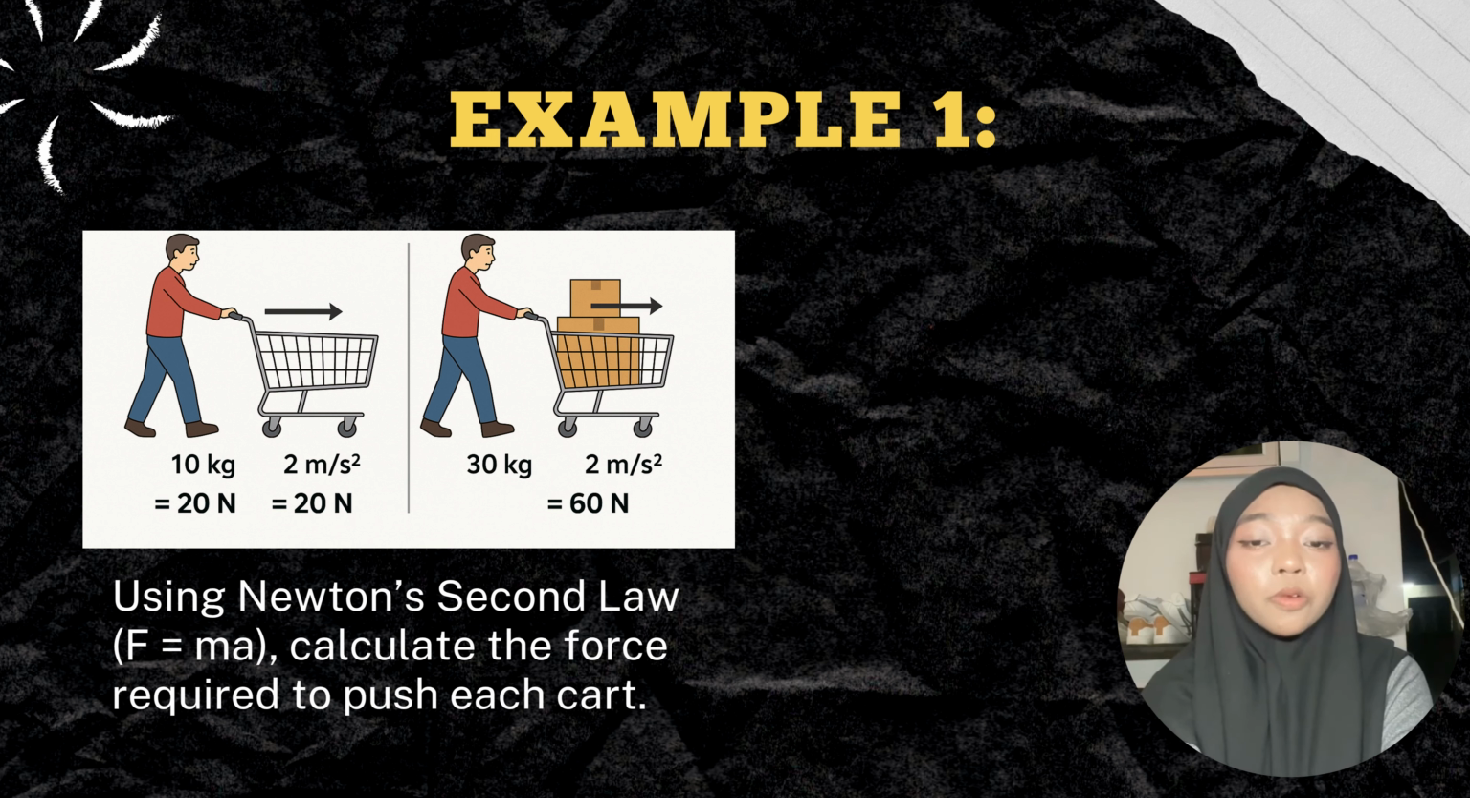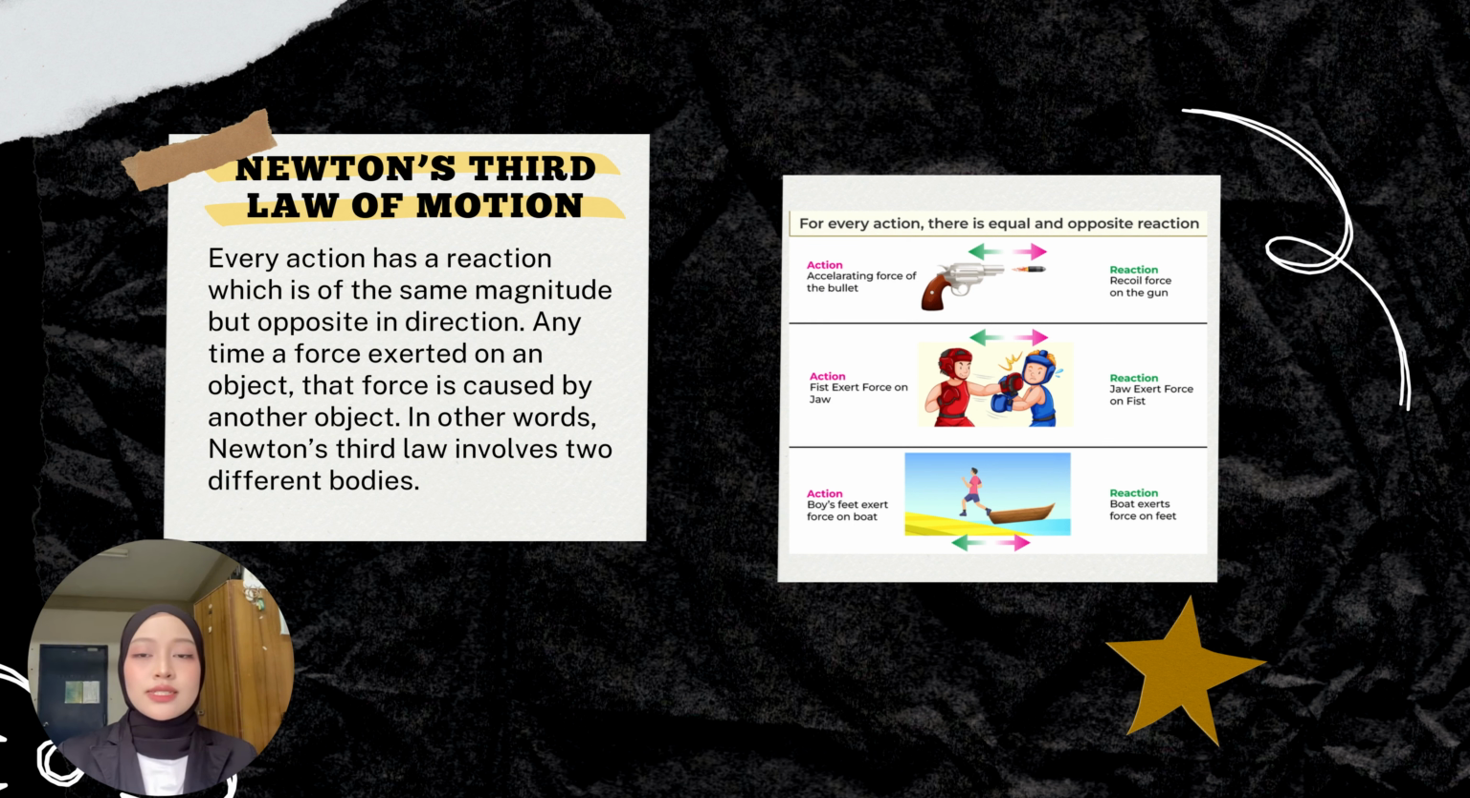Newton's third law of motion. Every action has a reaction, which is of the same magnitude but opposite in direction. Any time a force is exerted on an object, the force is caused by another object. In other words, Newton's third law involves two different bodies.